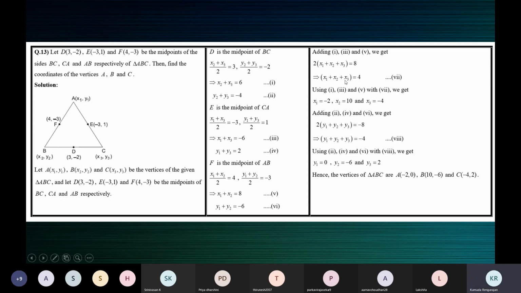Because x1 plus x3 is minus 6, you'll get x2 minus 6 is equal to 4. So x2 is equal to 4 plus 6, 10. Try the next one, Arnav.